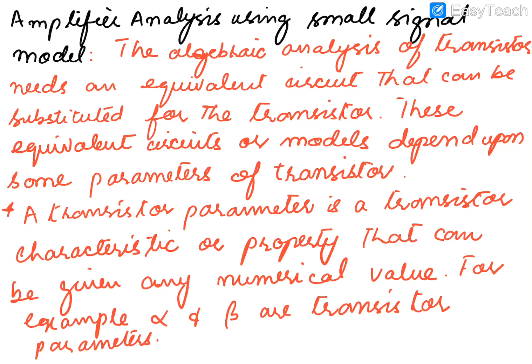Next we move to amplifier analysis using small signal models. As we have to analyze the amplifier circuit using algebraic models, not graphically, there must be some models on which we can do the algebraic analysis. These equivalent circuits or models are based on transistor parameters. So what are the transistor parameters? Transistor parameters are transistor characteristics or properties that can be given any numerical value. For example, alpha and beta are transistor characteristics or parameters. Others are derived from these characteristic parameters.